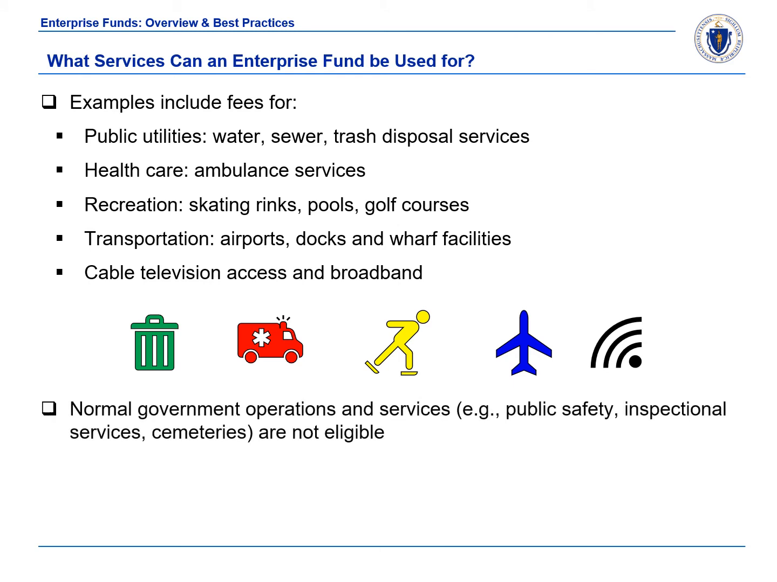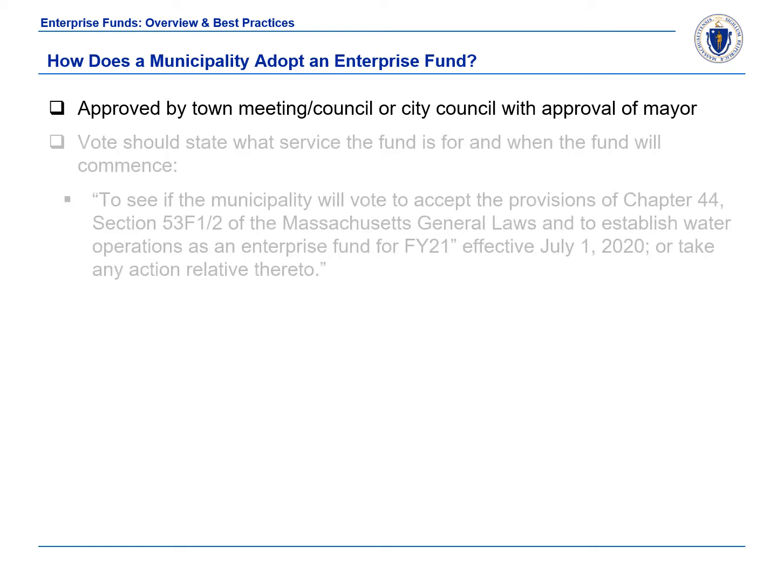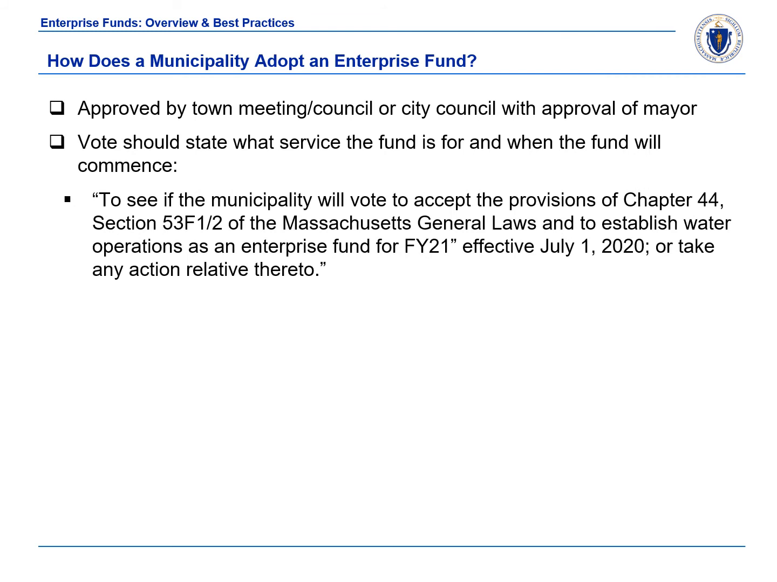A community may not establish enterprise funds for normal government operations or services such as public safety, inspectional services, or cemeteries. A community adopts an enterprise fund by a vote of town meeting or town council in a town, or city council with the mayor's approval in a city. Each enterprise fund must be adopted separately with its own vote. Sample voting language for adopting a fund is shown here.